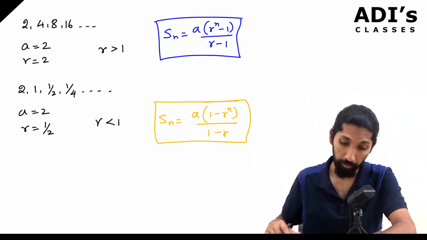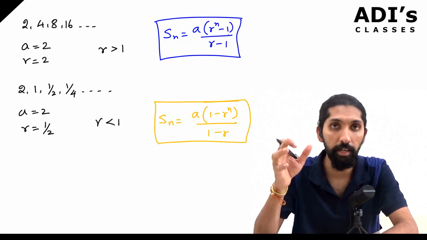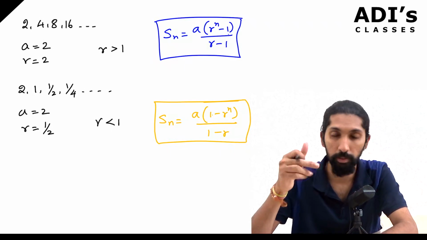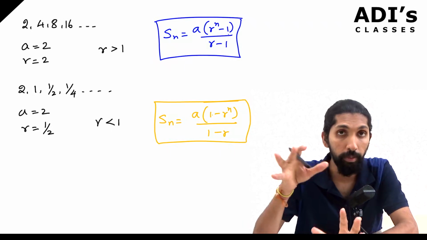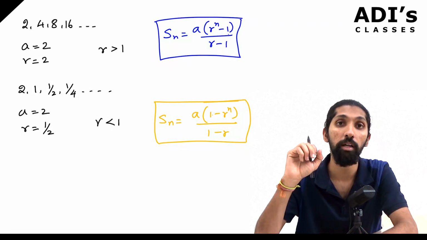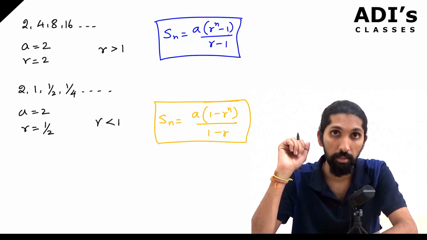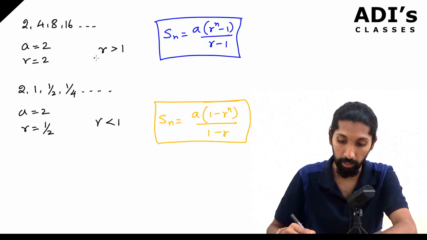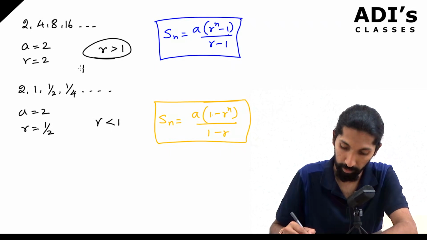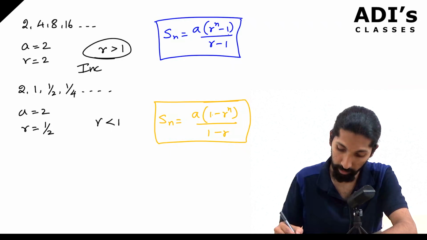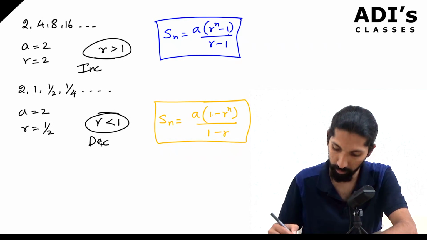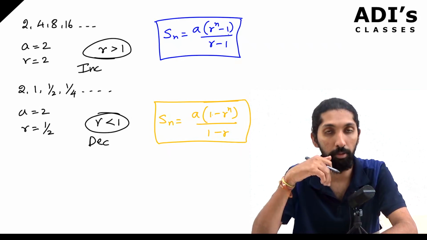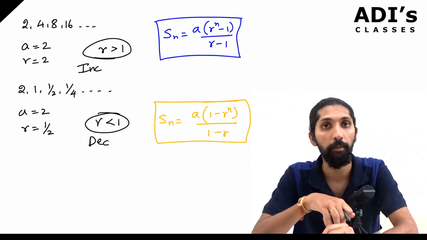Understood? Remember, these are sums for a finite number of terms, like let's say 10 terms or 15 terms. So what we are looking at is one called an increasing sequence and one called a decreasing sequence. Increasing sequence is where r is greater than 1, so this is basically increasing. r less than 1 is decreasing. Based on the r value, we have two types of sum of n terms.